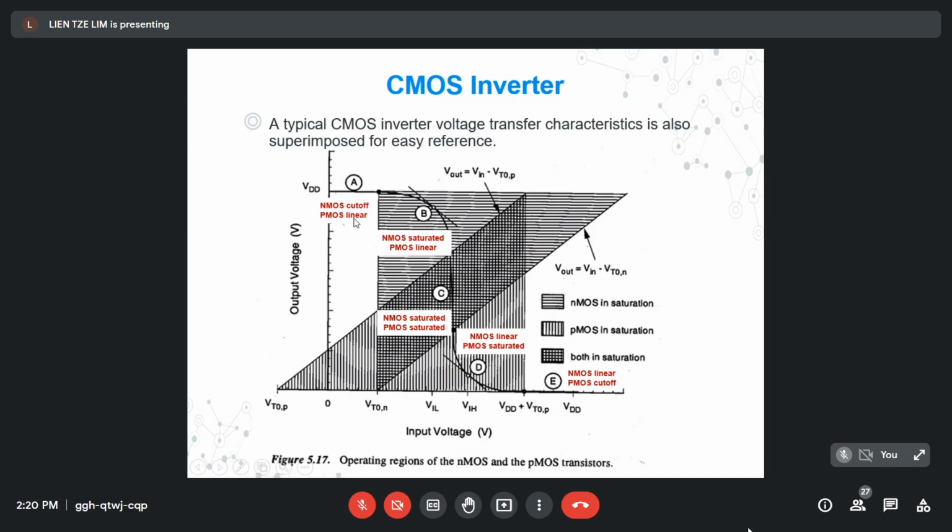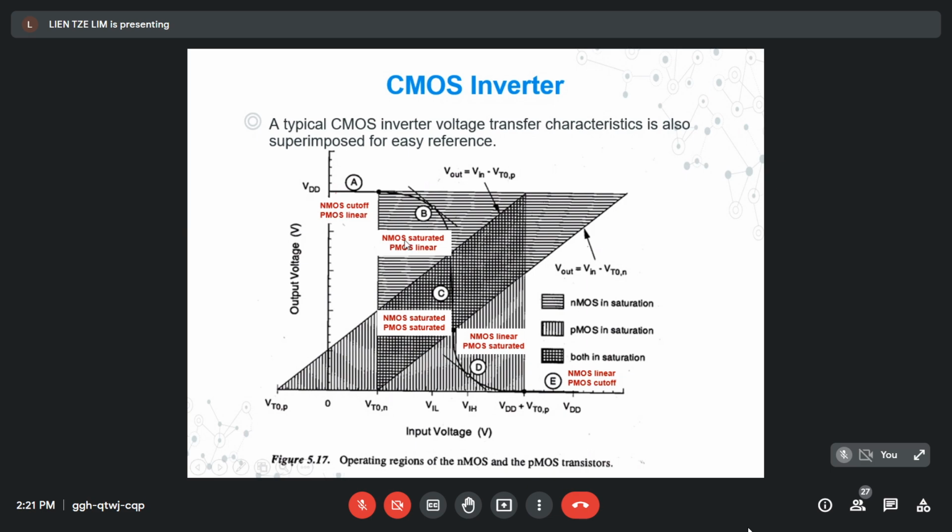So the PMOS is linear and the NMOS is cutoff. This is how you should understand it. Since there are two different transistors here, they operate in different modes. At point B, the input voltage increases above the threshold voltage, and you see that the NMOS is saturated while the PMOS is still linear, which means the PMOS still operates in linear mode.